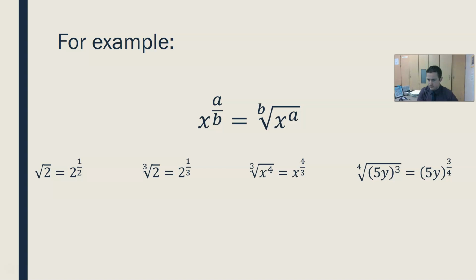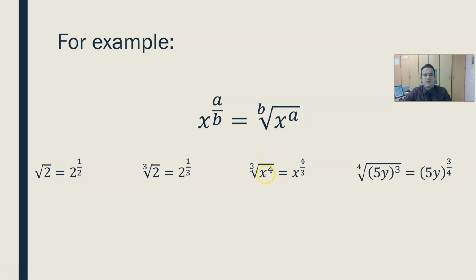So for example, if I had the square root of 2, I can write that as 2 to the 1/2. Or the square root of 2 to the 1st. The root goes in the bottom, the power goes in the sky. So the square root of 2 can be written as 2 to the 1/2. The cube root of 2 can be written as 2 to the 1/3 power. So this radical, the cube root, I can write as 2 to the 1/3 power.